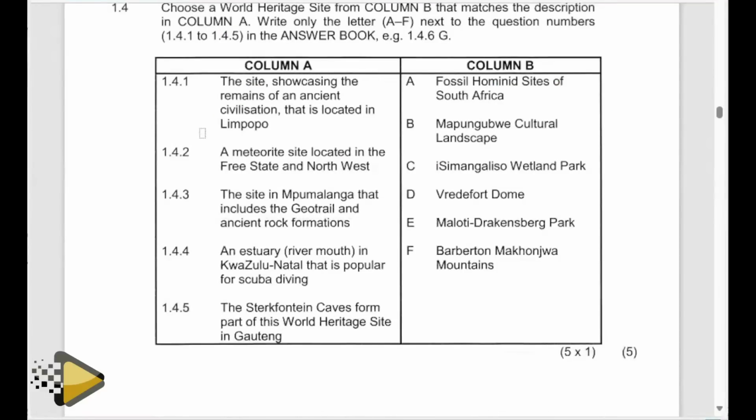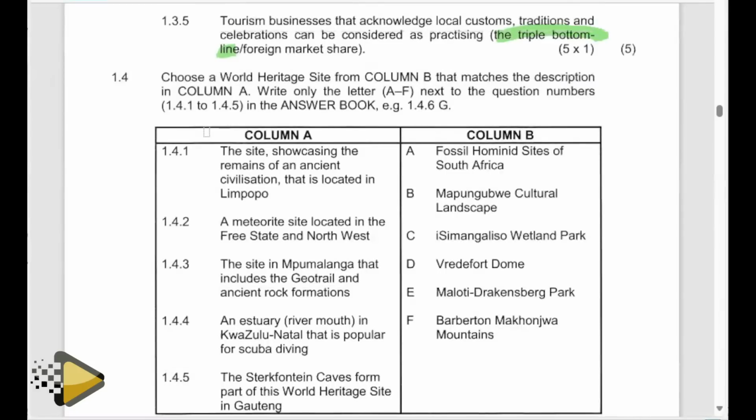Moving on to the next one, 1.4. Choose a World Heritage Site from column B that matches the description in column A. Write only the letter A to F next to the question numbers in the answer book, e.g. 1.4.6, which is G. So the site showcasing the remains of an ancient civilization that is located in Limpopo is known as the Mapungubwe Cultural Landscape. So in this scenario, we are taking the letter B for 1.4.1.